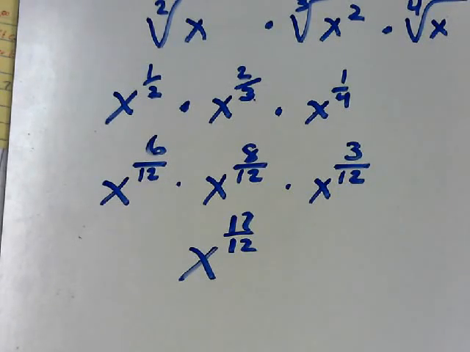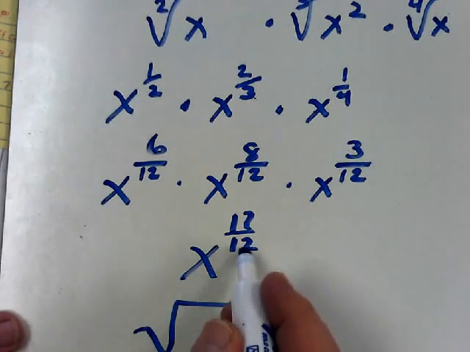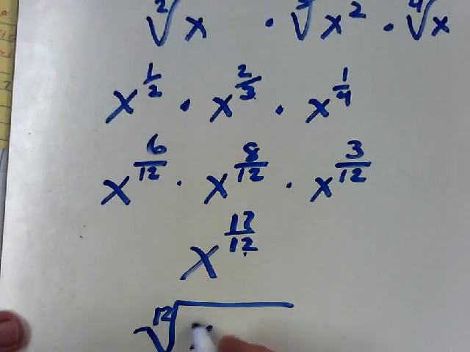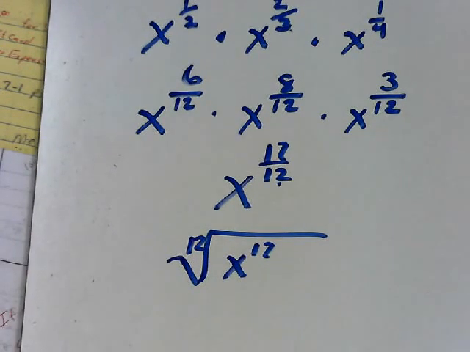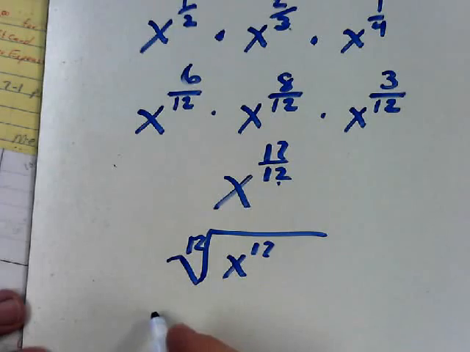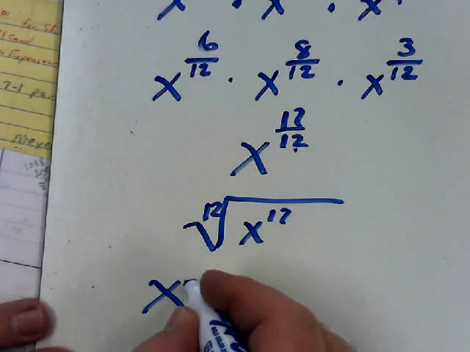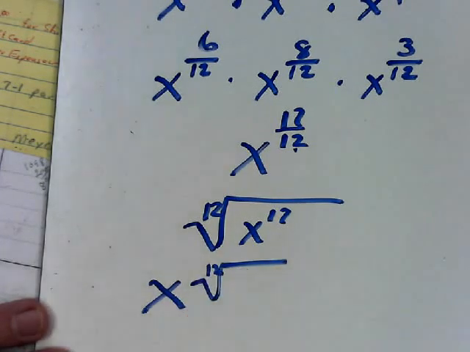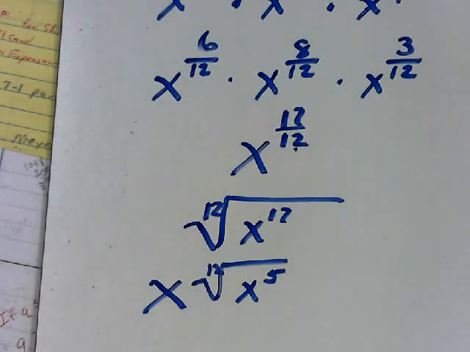Can I now write this as a single radical? Probably. I'm guessing it's going to be x, the 12th root on the outside, and then x to the 17th power. Can I simplify that? Probably. 12 can go into 17 once, so I have an x out here, and then an x to the 6, an index of 12, and an x to the 5th inside here. Why is there a 5? Because there's 5 left over. 12 goes into 17 with 5 left.